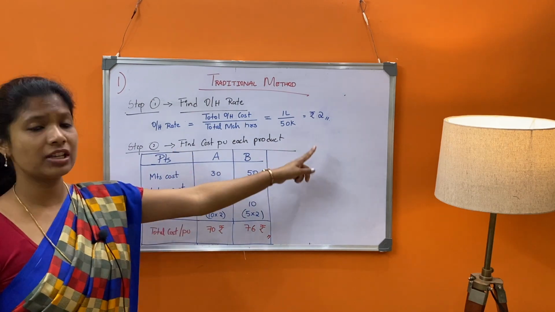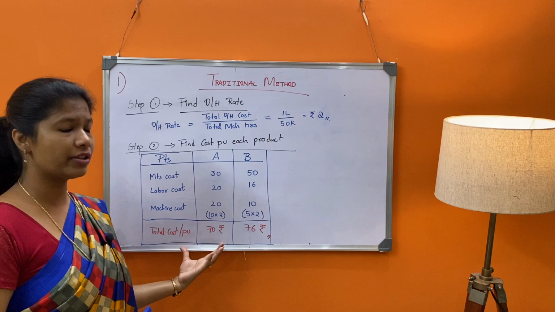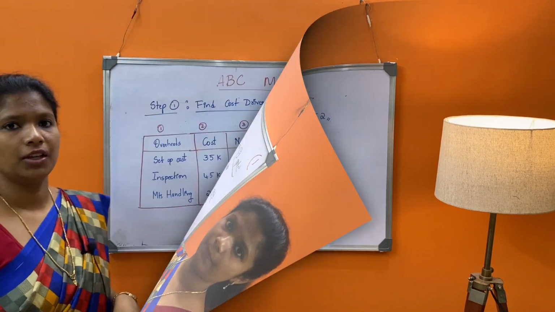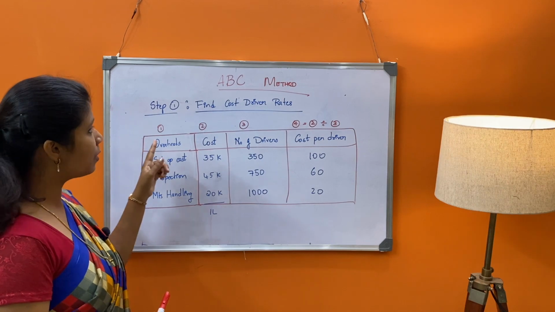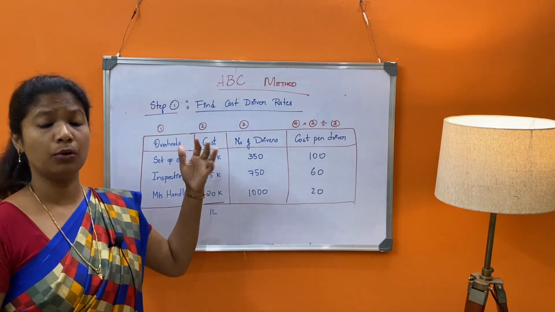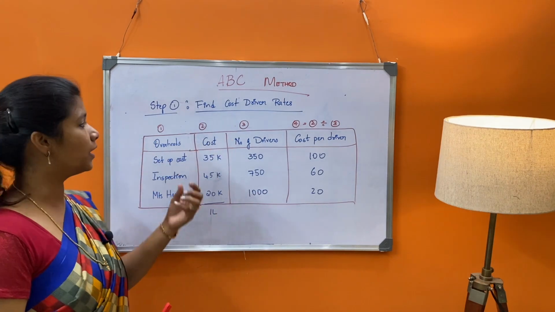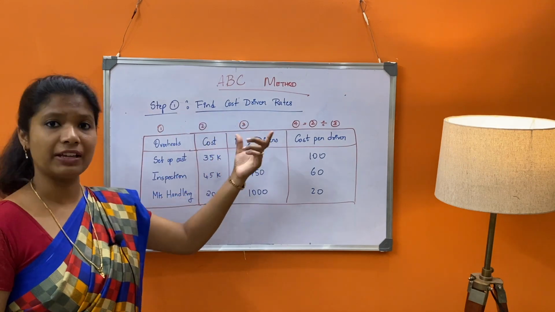Find the overhead cost per rate and implement the cost that is given in the question. So let's solve under the second method, the ABC method. Step number 1 is the same. Find, over there it was overhead rates, over here it's called cost driver rates.